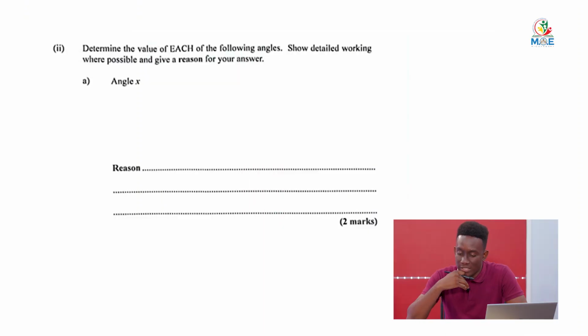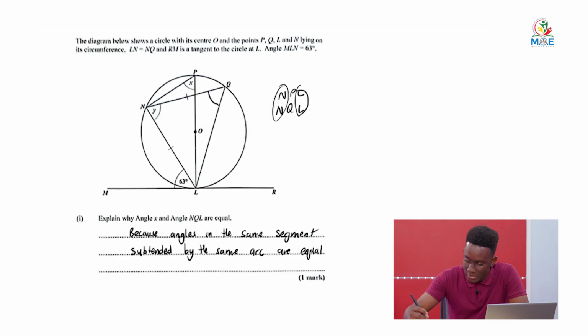Next question says, determine the value of each of the following angles. Show detailed work and where possible, give a reason for your answer. So they want us to find angle X, the same angle here. Let me erase this. We see the only angle they give us is 63, so that means of course we have to use that 63.